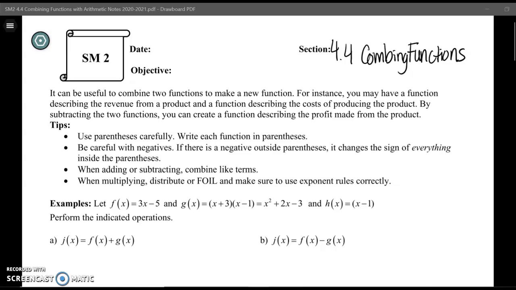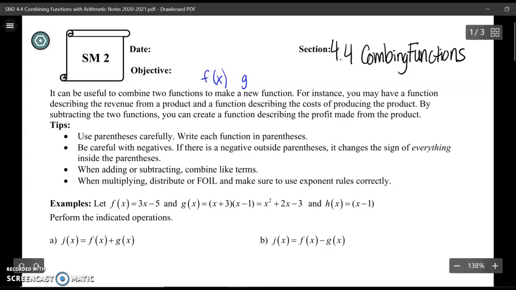Okay guys, today we're going to be doing 4.4, which is combining functions. So we're going to be using some function notation here. Just remember that f of x represents a function. We're going to see lots of f of x's today, g of x's, and h of x's, and some other letters too. The idea here is that sometimes we have more than one function, and we want to combine them.